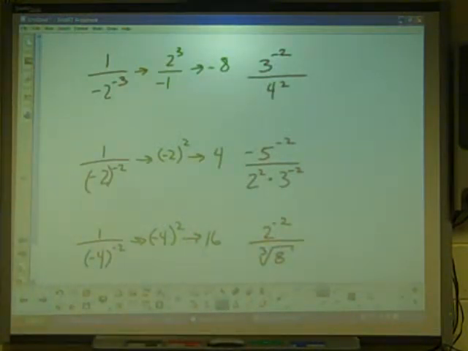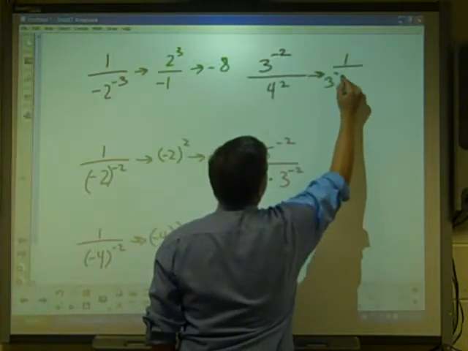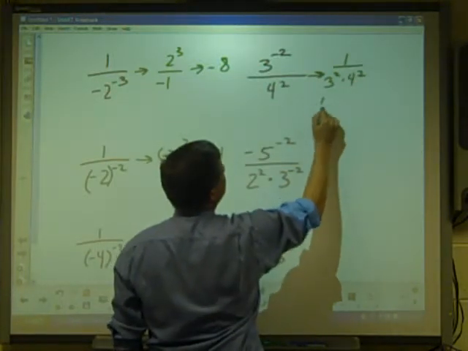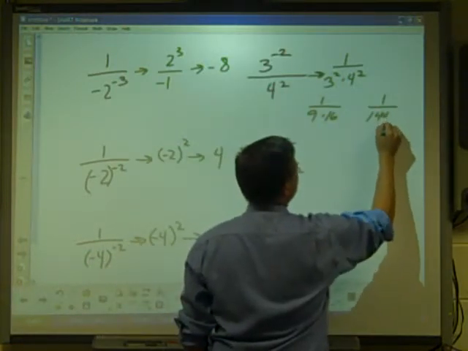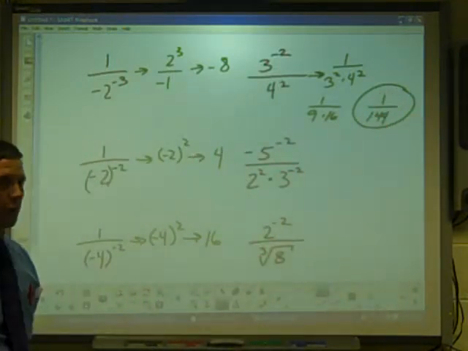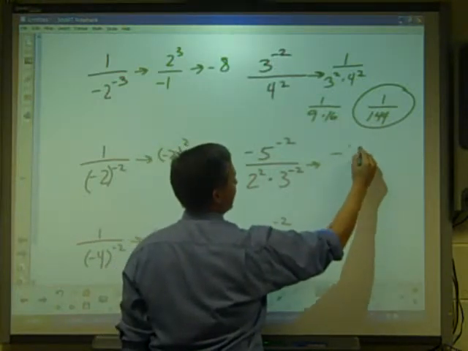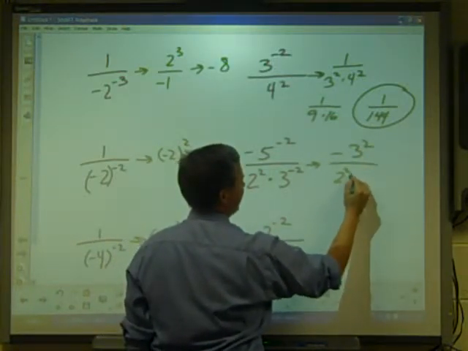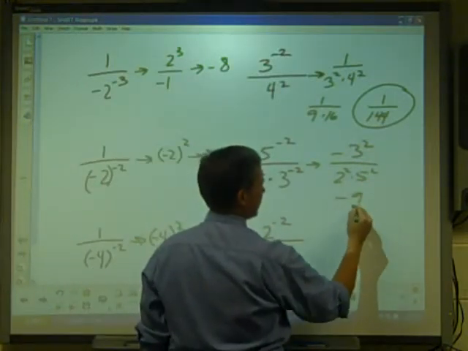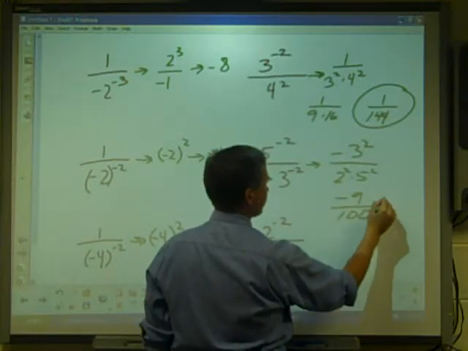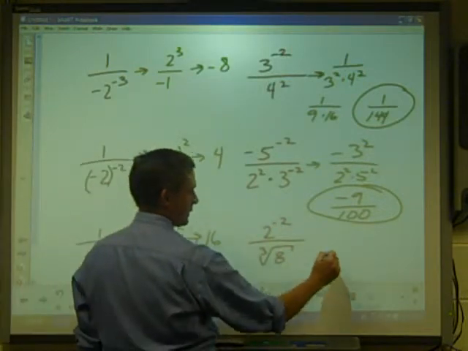The last 3 have multiple steps here. Over 1/44. And again, this will stay negative. Just move the negative exponents. And the last one gives us a mixture of things.